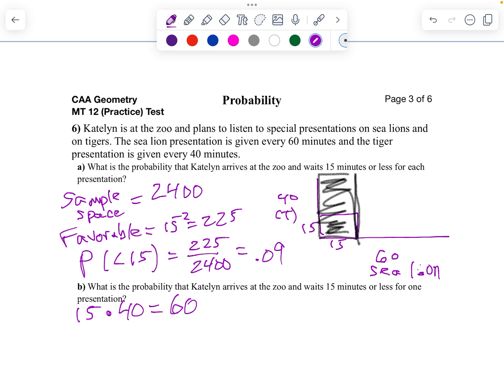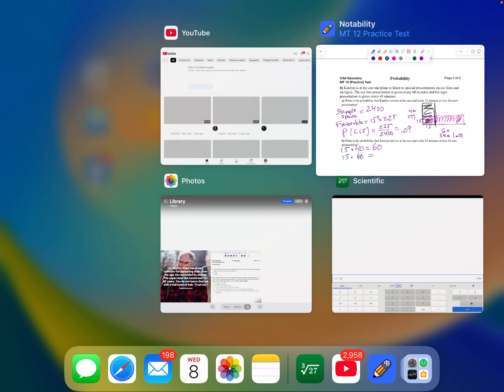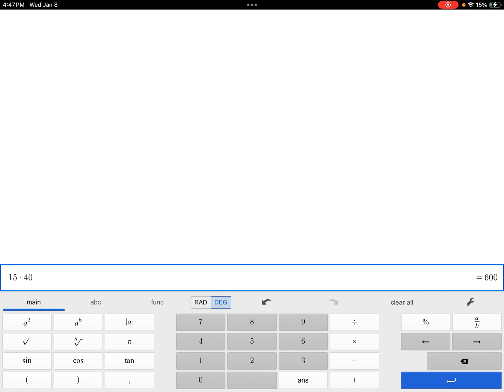Then I'll do the same thing for the tigers. That'll be 15 minutes times 60, won't it? So that would be waiting less than 15 minutes for the tigers. So that's 15 times 60, because we got out of that 60 minutes there. So 15 times 60 is 900.